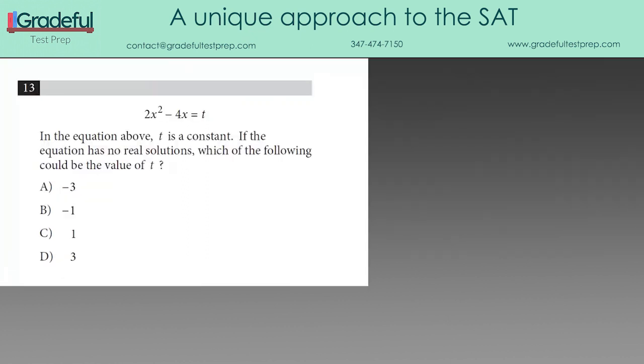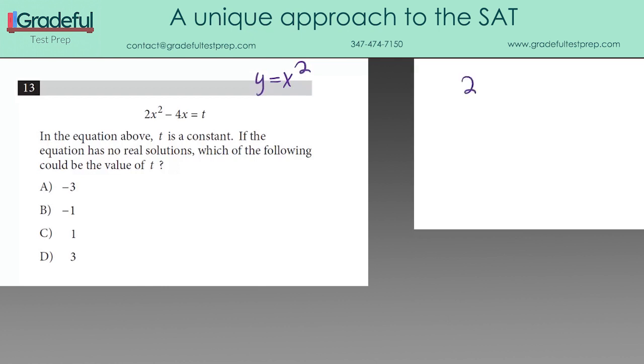Question number 13 is a question about the discriminant. Now, when you have a quadratic, a quadratic is something that's generally in the format of y equals x squared. So you've got an x squared, and quadratics equal 0. So putting this all together, it'll be really easy to take this equation and subtract t from both sides, and get it looking like this, equal to 0.